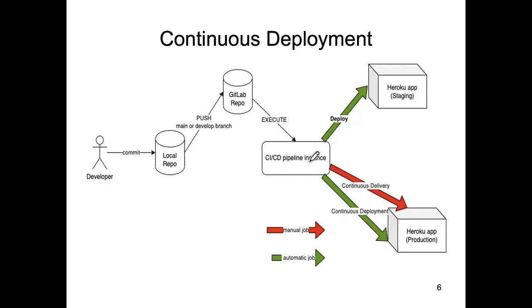So the continuous delivery running of this pipeline will automatically deploy to here, but the deployment to here is going to be a manual stage in the pipeline. If you're running the continuous deployment form of this pipeline, then the deployment to here is automatic and the deployment to here is automatic.